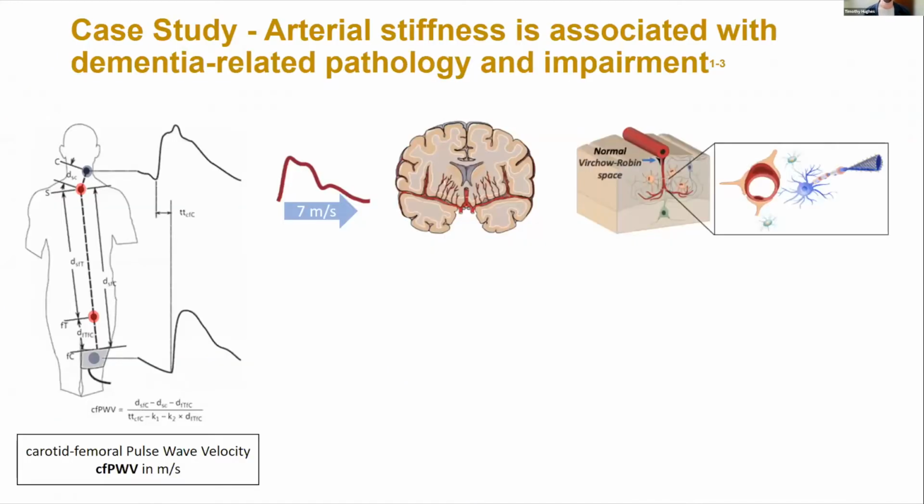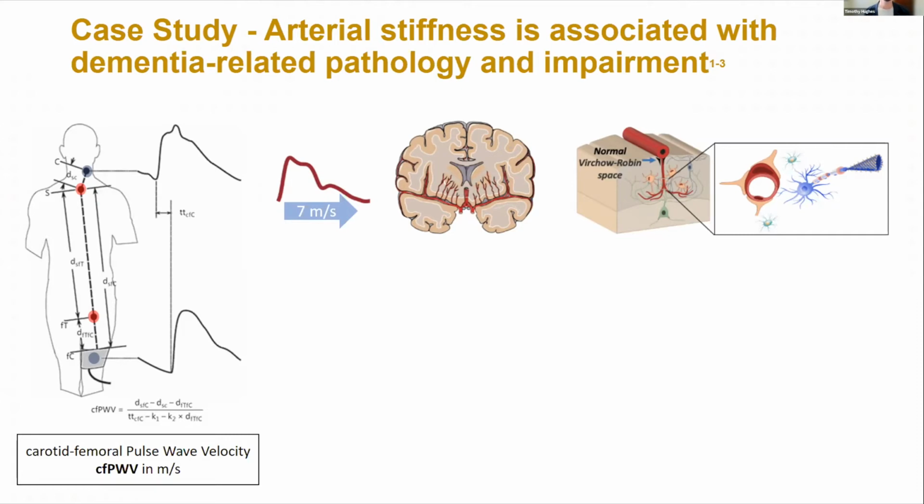So let's start with a case study that summarizes about a decade of work from our group and others of how factors like arterial stiffness are associated with dementia-related pathology and cognitive impairment. A lot of these data come from cohort studies, and what they find is that individuals who have compliant arteries have a low pulse wave velocity, a measure of the speed at which the pulse travels. They also tend to have lower blood pressure at different regions of their body.